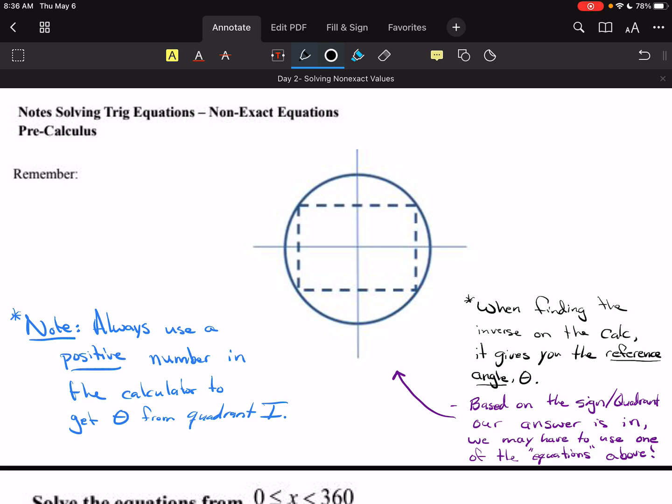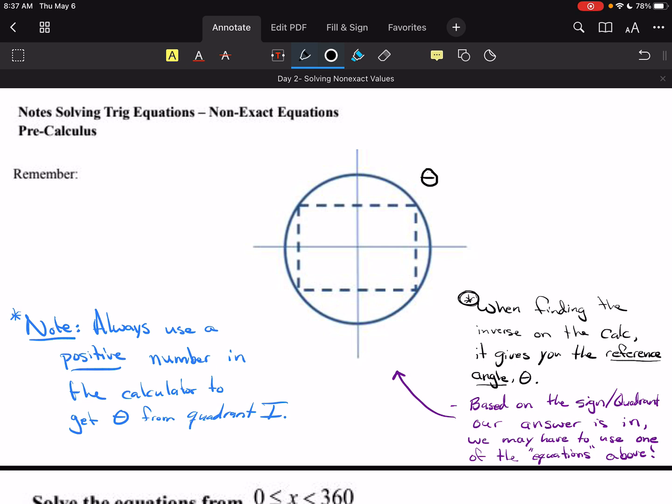Now, when we use the calculator, if you look over here at this note that I wrote, when we find that inverse value in the calculator, it's always going to give me my reference angle. And my reference angle is the angle measure that's in quadrant 1. So it's going to give me my theta value from quadrant 1. Now, based on the sign, that tells me what quadrant my answer's in, we may have to use some of those reference angle equations to find the angle measure for the appropriate quadrant.